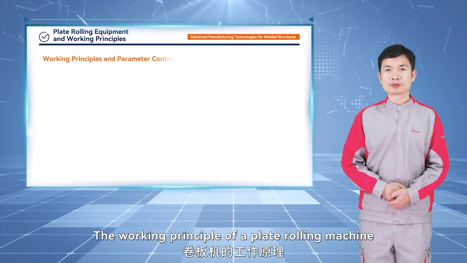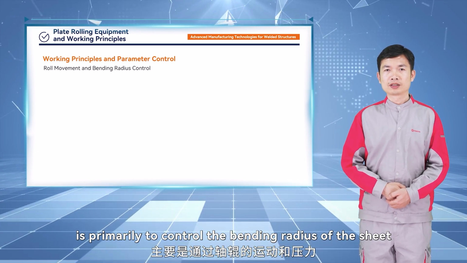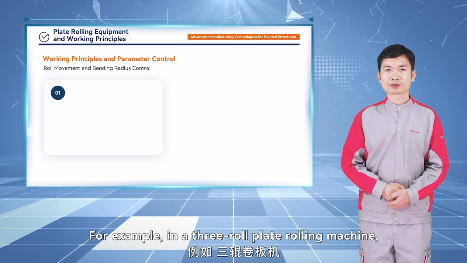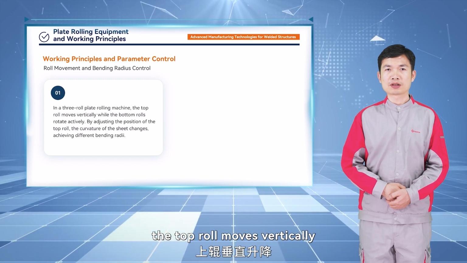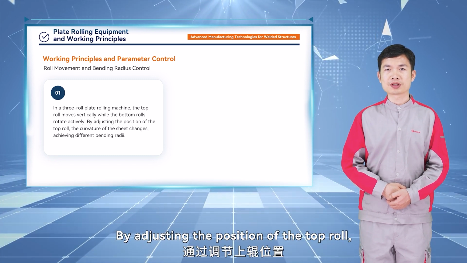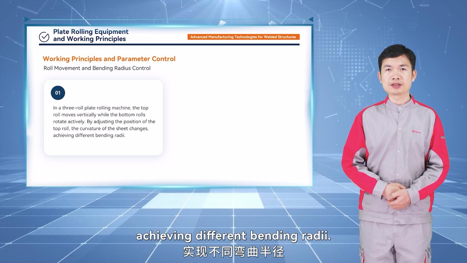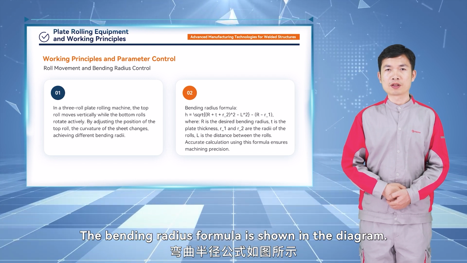The working principle of a plate rolling machine is primarily to control the bending radius of the sheet through the movement and pressure of the rolls. For example, in a 3-roll plate rolling machine, the top roll moves vertically while the bottom rolls rotate actively. By adjusting the position of the top roll, the curvature of the sheet changes, achieving different bending radii. The bending radius formula is shown in the diagram.